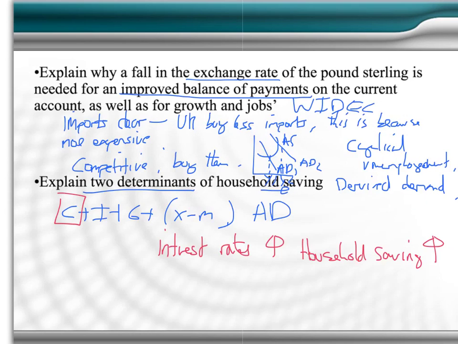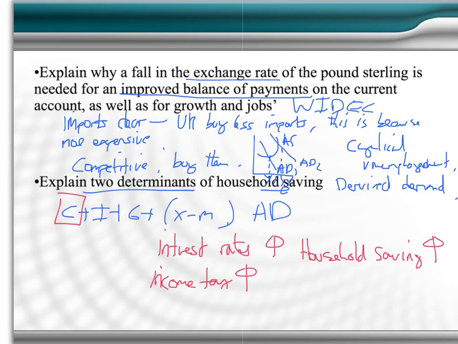Right, so as interest rates go up, household savings go up. And you'd say, why do households save more? Because they've got more incentive to, because they'll get more interest back. Another determinant of household savings, what's another easy one? Oh, easy. I'd say income tax. And I would argue, if people's income tax goes up, I was going to say people have less money, so they're going to be able to save less. I think that makes sense.